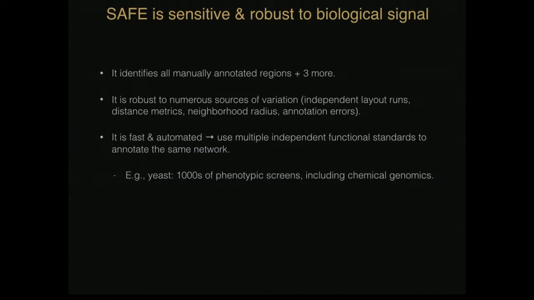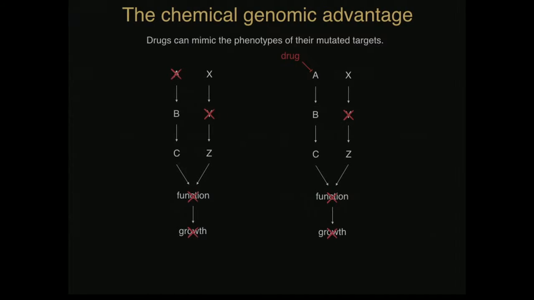And that means that you can take the same network and annotate it with many different independent functional standards, not just Go, because we know Go is far from perfect in many situations. The first thing that came to mind is that yeast, unlike any other organism on Earth, has been studied in many, many different contexts through thousands of phenotypic screens. The deletion collection has been subjected to many different stresses, and many different phenotypes have been measured. In particular, many chemical genomic screens have been done. And the beauty of chemical genomics is that they can help you understand what the target of a particular drug is by looking at what mutants in yeast show particular sensitivity.